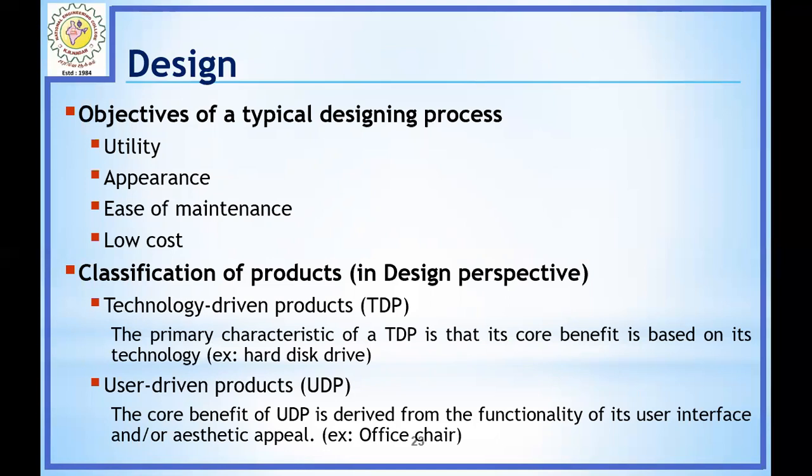The example is given in the slide itself. A computer hard disk drive need not have a particular color. It's actually a technology-based product. Whatever the color, whatever the make, if it has the particular technological eligibilities, it can act as a hard disk. And in the case of the office chair, nowadays we look for an aesthetic look and appearance rather than the ergonomic design. So it's a user-driven product.